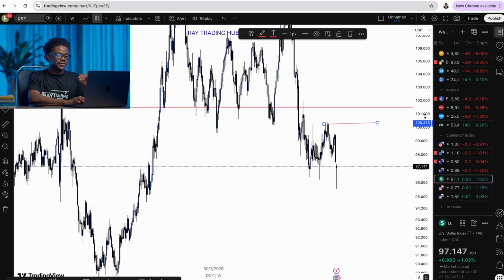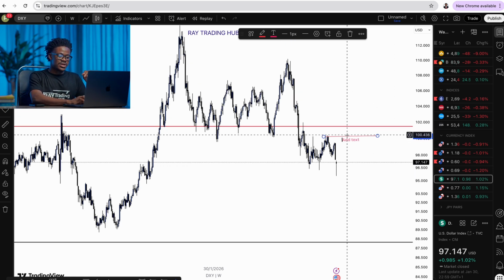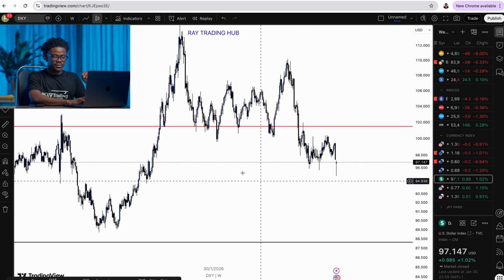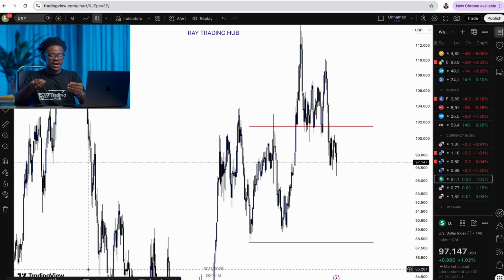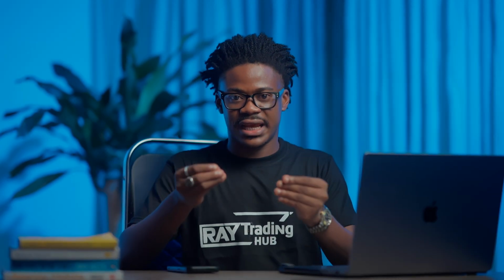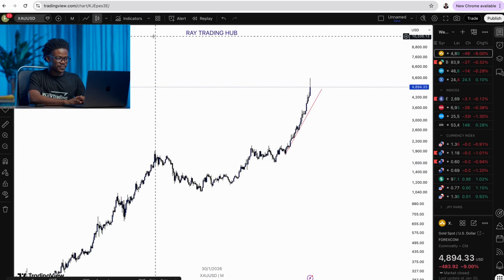So the current projection for DXY is we are still looking at buying to the upside because price is currently trading at the discounted price of the monthly swing leg. You understand? Due to the fact that it's trading at the discounted price, that tells us price is likely to reverse from there to the upside. So let's look at what we have in gold.